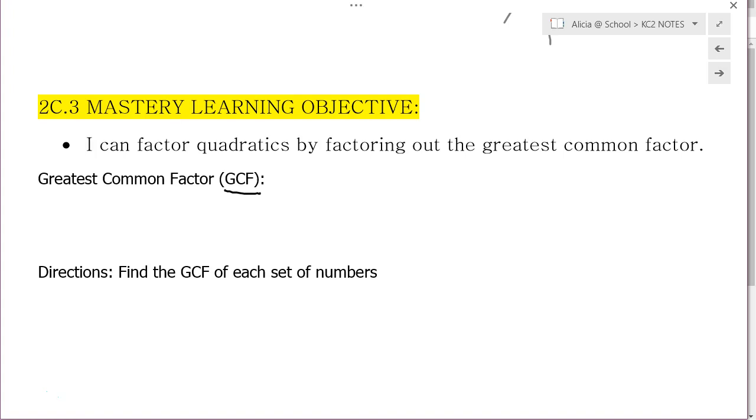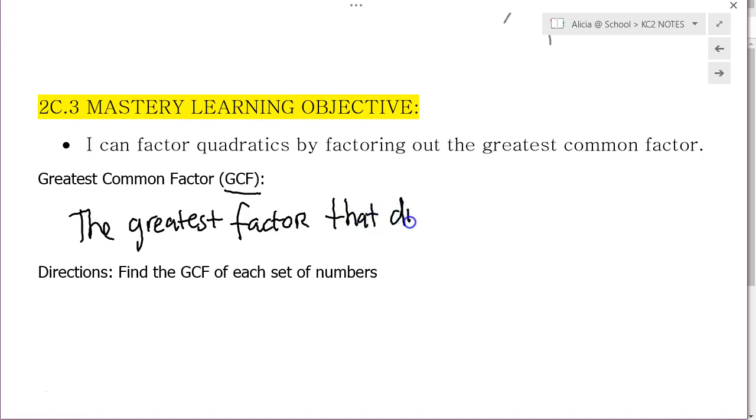And what that is, it is the greatest factor, so this could be a number, it could be a variable, that divides all terms. So it has to be able to be divided by all the terms within our quadratic or expression or whatever we have. So you have to find either whether it's the biggest number that divides them, or if maybe they all have a variable in common. A variable could also be a greatest common factor.